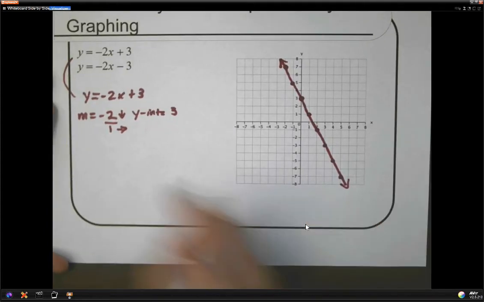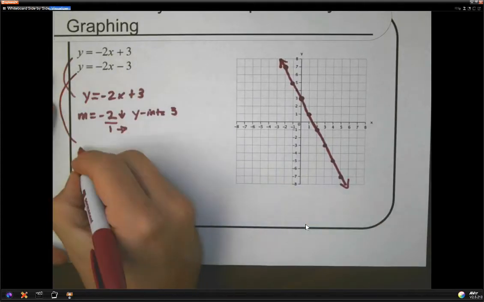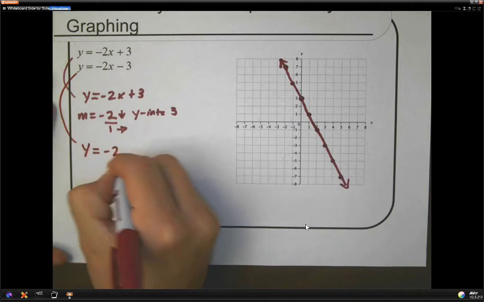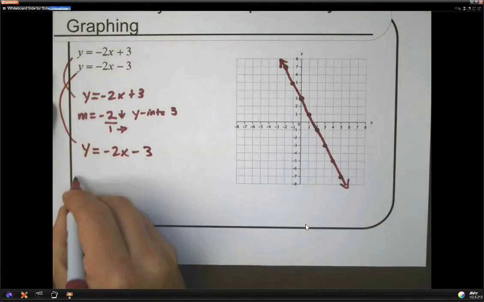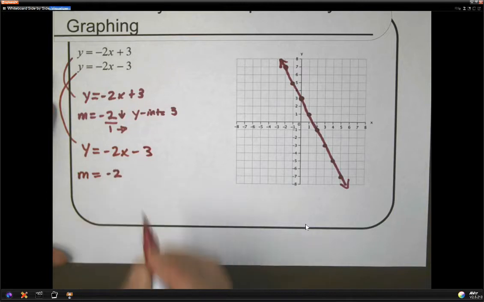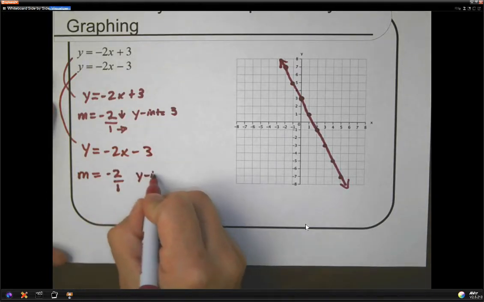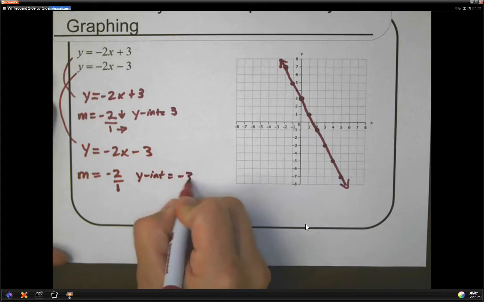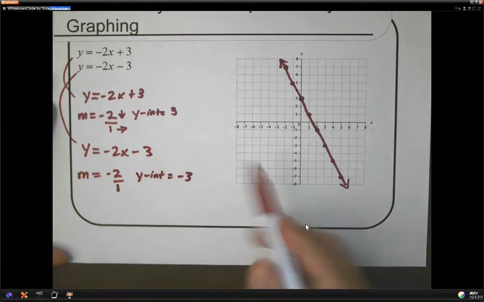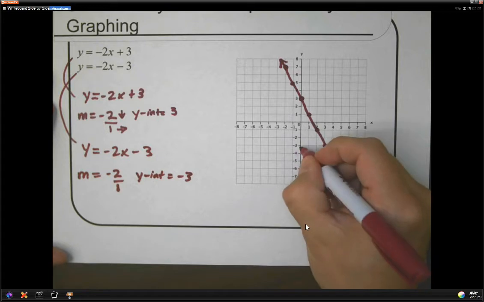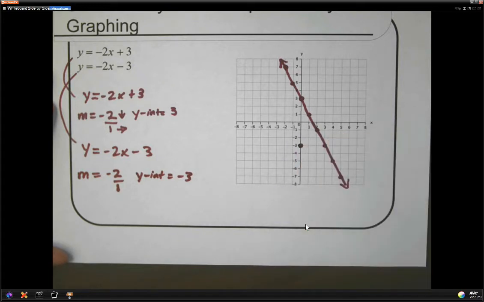Then we'll graph the other equation. So we have y equals negative 2x minus 3. So in this case, the slope is negative 2. Again, we can write it as a fraction, and the y-intercept in this case is negative 3. So again, we will start at the y-intercept, which is at negative 3 on the y-axis. So right down there, negative 3 on the y-axis.